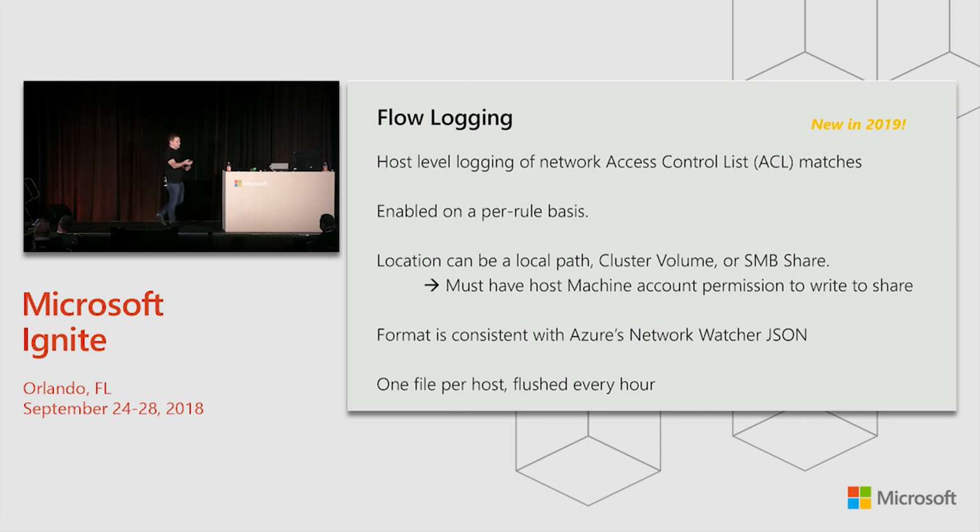If you set on a rule in your access control list that you want logging, then this will basically enable that for you. The logging takes place on the Hyper-V host. So the Hyper-V host is going to write to the location that you specify. Typically, you'd want it to go to either the CSV, so it's a common place, or an SMB share, so that it's all in one place where you can then pull it in and analyze it when you need to. And we give you the ability to set it up through the Network Controller PowerShell interface. The format that we use for this logging is consistent with Azure Network Watcher.